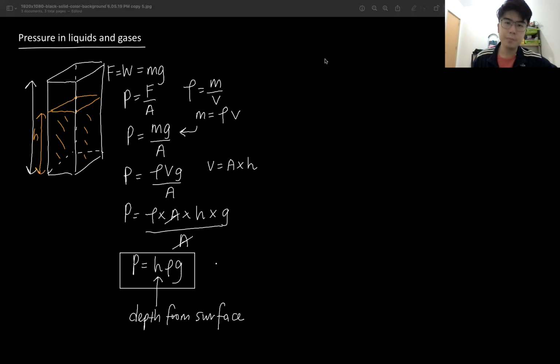And the rho is the density. Density of what? Density of whatever is the liquid here. If it's water, then 1000. If it's mercury, then you have a different density. And then the g, of course, doesn't change. That is the gravitational constant. Now, the unit of pressure is Pascal. There are many units, but here in the H rho g, we use Pascal.